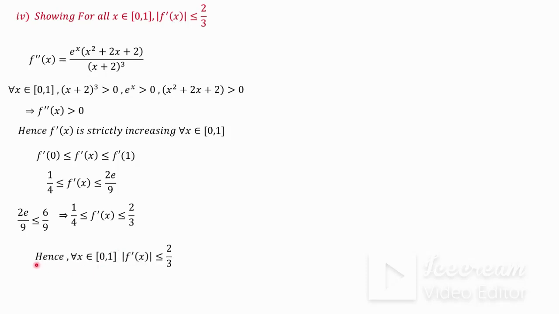From which we can therefore conclude that for all x in the interval 0 to 1, the absolute value of f prime of x is always less than or equal to 2/3 actually.